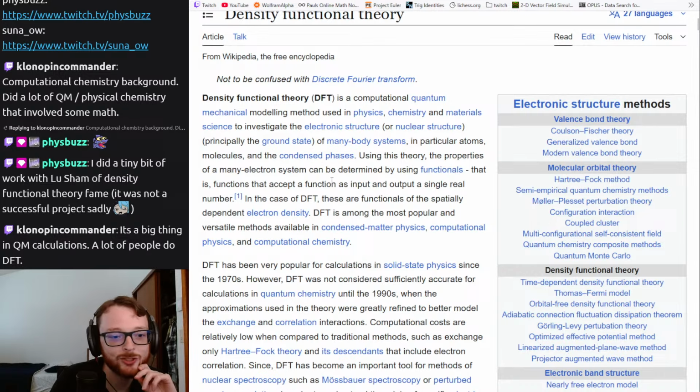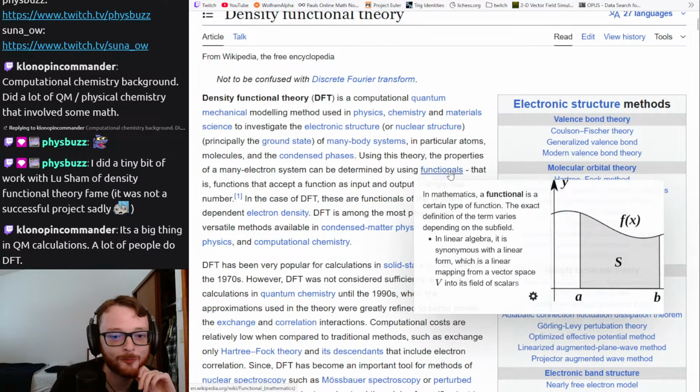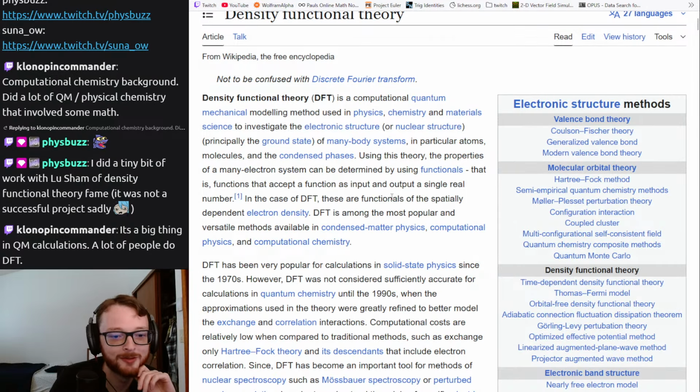Oh, Wikipedia actually explaining? This is rare for a Wikipedia article. Normally they don't explain it. They just expect you to click through on the link. And then that link uses a term you don't know, so you need to click through on the next link, and so on. It's a big thing in QM calculations. A lot of people do DFT. Oh, okay, okay.